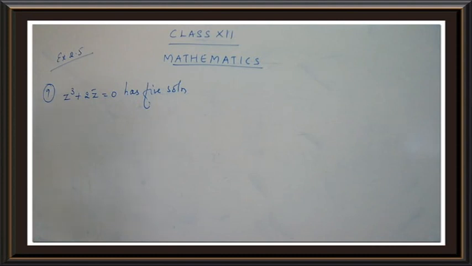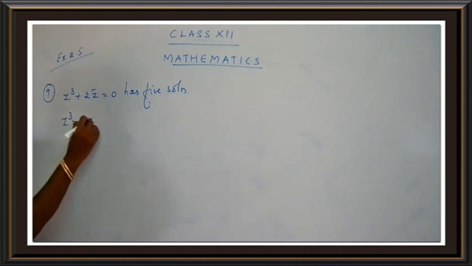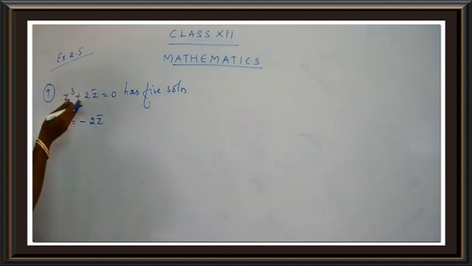z cube plus 2z bar is equal to 0, yes? So what are we going to do first? Let's start with the answer. Just shift the plus 2z bar from the LHS to the RHS. So you get z cube is equal to minus 2z bar.